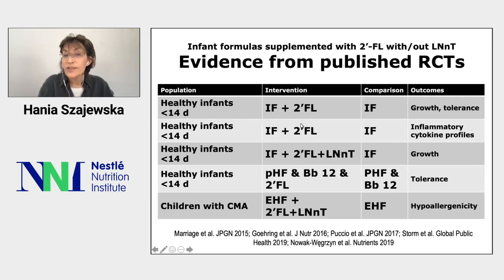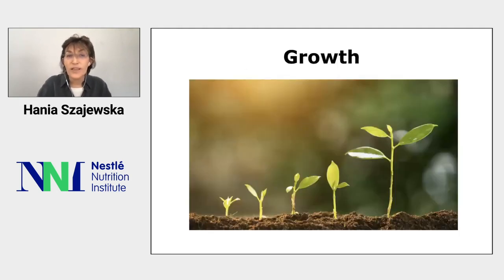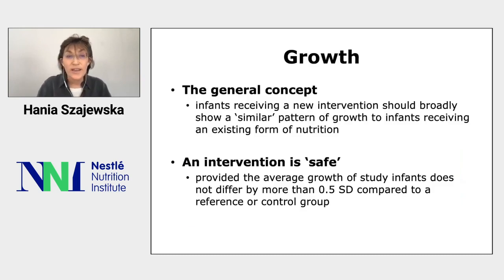Intervention is usually infant formula supplemented with one or two of those structures identical to HMOs in breast milk. And the primary outcomes, very often, it's growth. And why is it growth? Let me talk about growth a little bit. The general concept is that infants receiving a new intervention should show a similar pattern of growth to infants receiving an existing form of nutrition. An intervention is considered safe provided the average growth of study infants does not differ by more than half a standard deviation compared to a reference or control group.